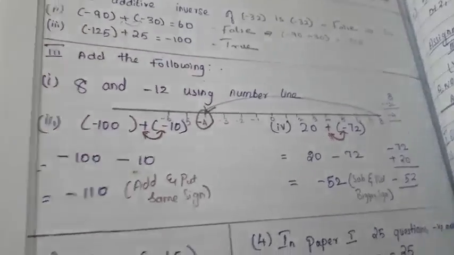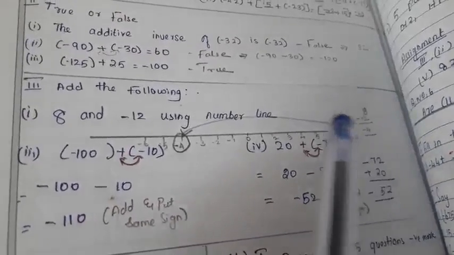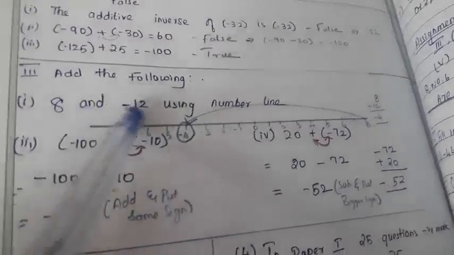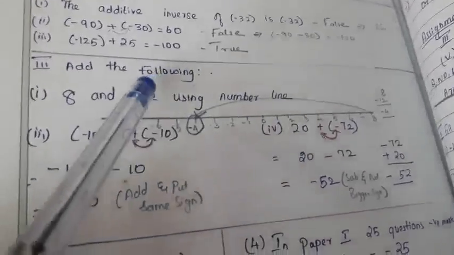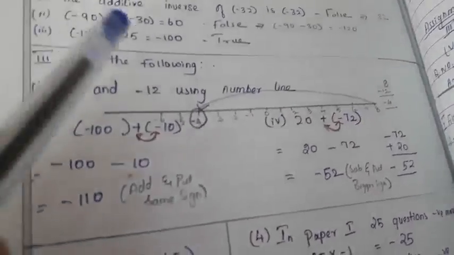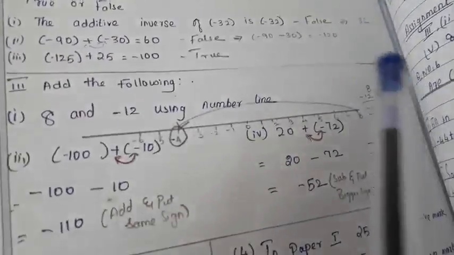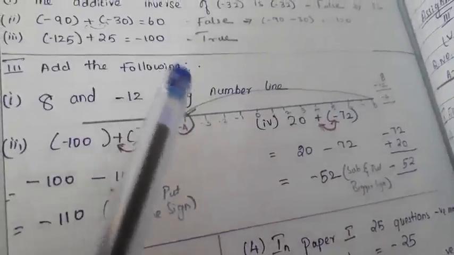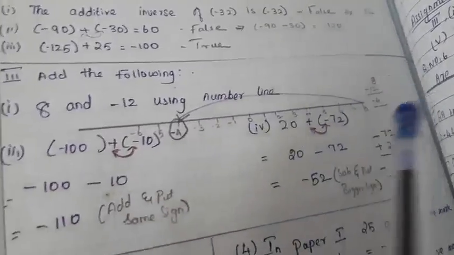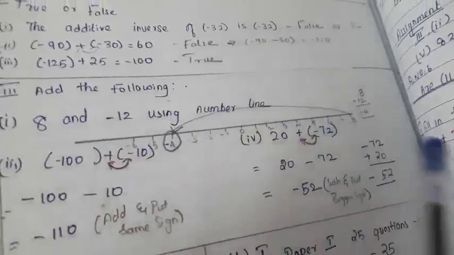Add the following. So generally what we will be doing, 8 minus 12 is equal to minus 4. Subtract and put the bigger number sign. By doing the same sum in the number line, it is very simple. Start from 8, jump 12 units backwards. Since it is minus 12, jump 12 units backwards. If it is plus, jump forward. Clear? Keep that in your mind. So when you are jumping 12 units backwards, the stopping point will be the final answer. While jumping 12 units backwards, the arrow mark will stop at minus 4, so minus 4 will be the answer. Clear?